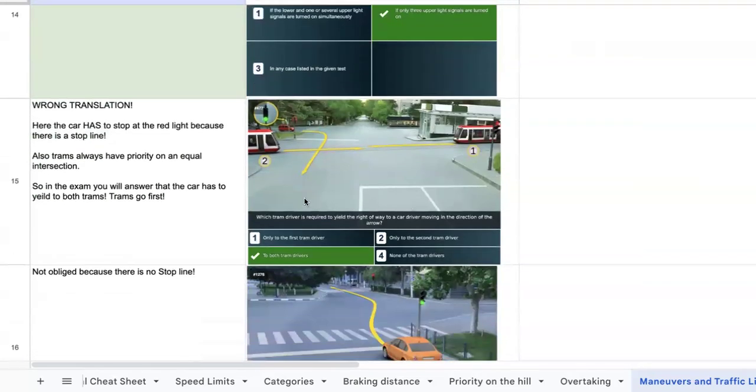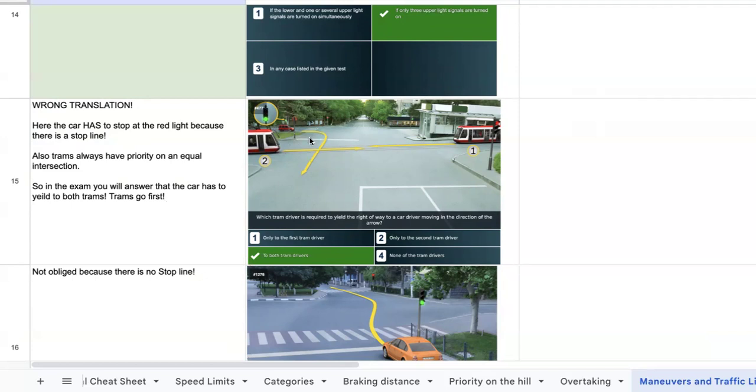Okay, if you're preparing with Android and using this website, here's a wrong translation. I checked it in the original, and it means that the car has to stop at the red light because there is a stop line, and trams have priority at an equal intersection. So the correct answer in the test will be that the trams go first, and the car has to let them pass. In the exam, you answer that the car has to yield to both trams.